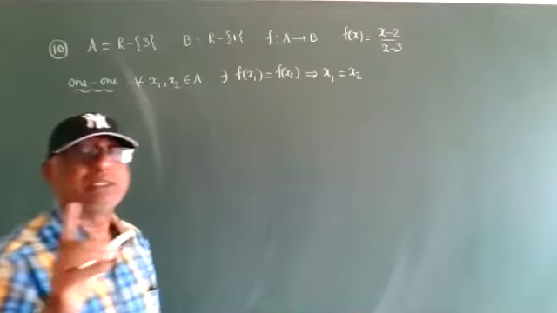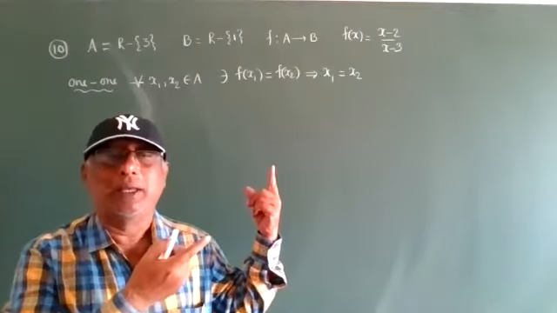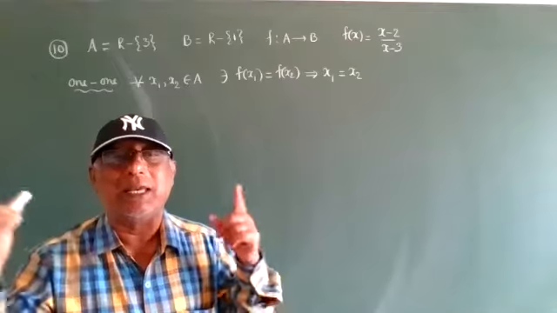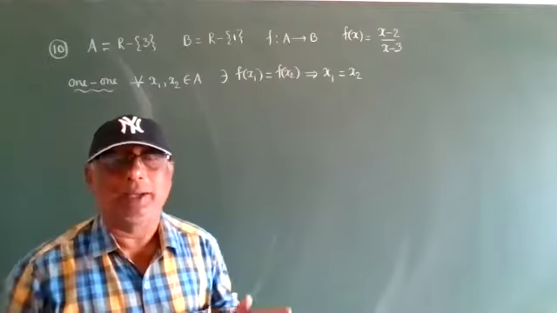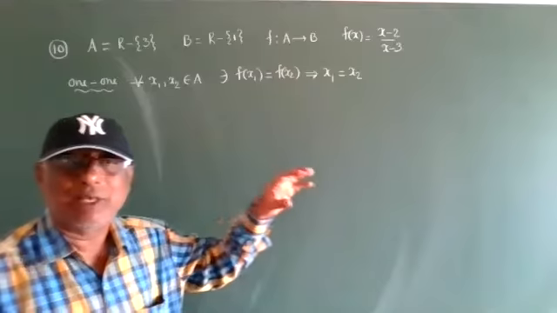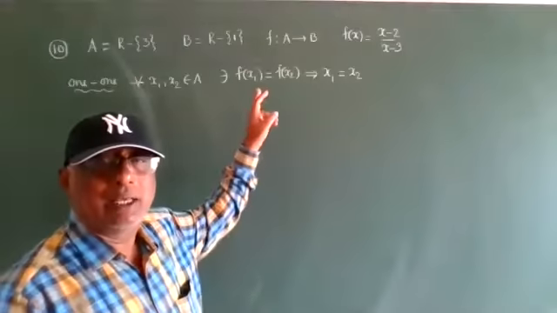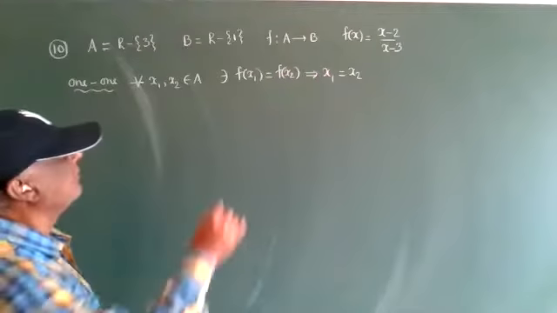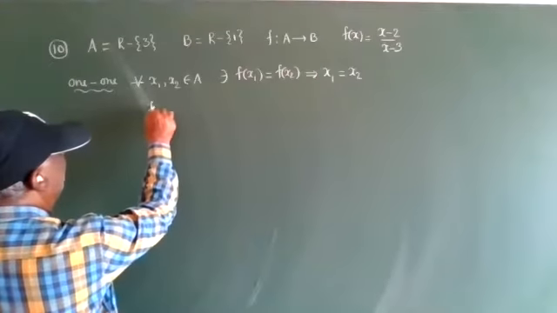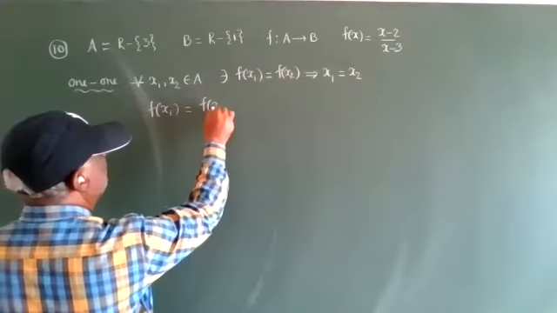F of x means image, y value. Y is in the codomain. F of x is equal to y. Therefore, y elements are in the codomain. So f of x1 is the image, f of x2 is the image. Images are equal, elements are equal. First, I will take f of x1 is equal to f of x2.